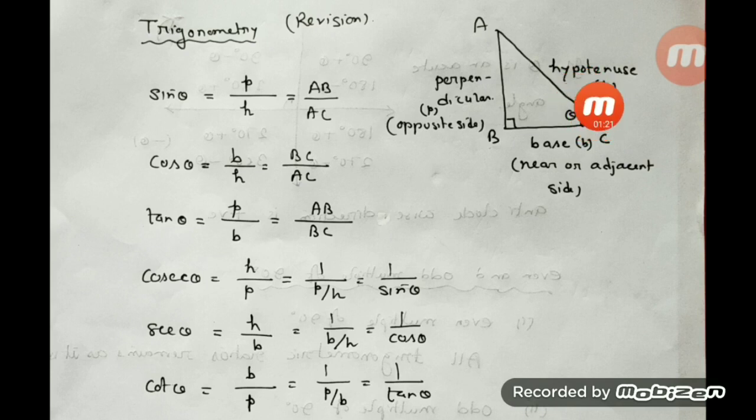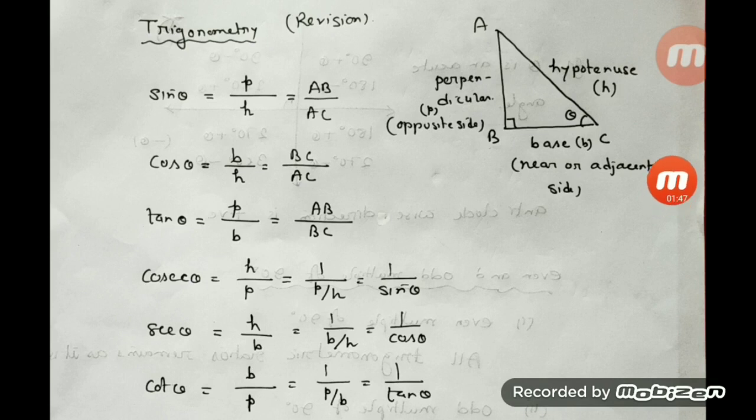Also, if theta is a known angle, the side near to that theta will be your base. Base means the near or adjacent side to the known angle. And the side which is opposite or distant from the known angle is considered as a perpendicular. So in this case, AB will be your perpendicular and BC is your base. Hope you remember. You have got all these things in class 10.